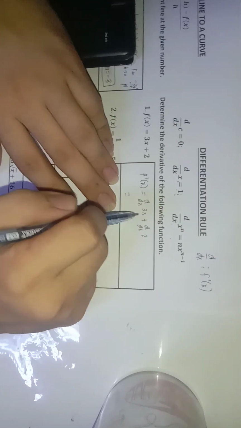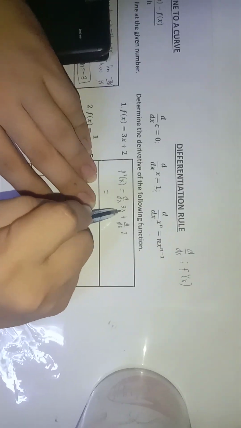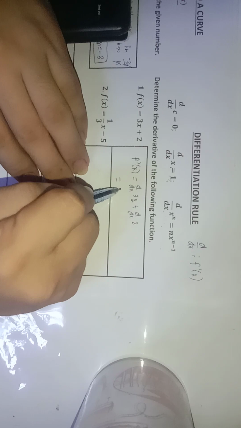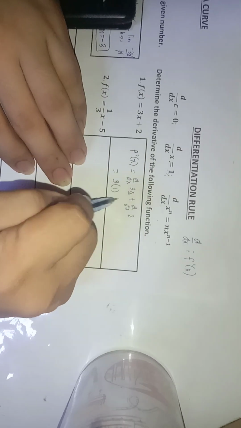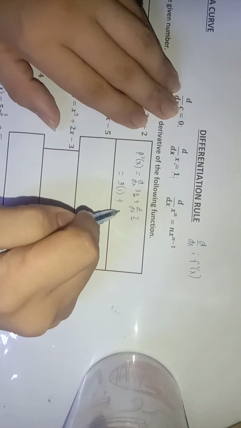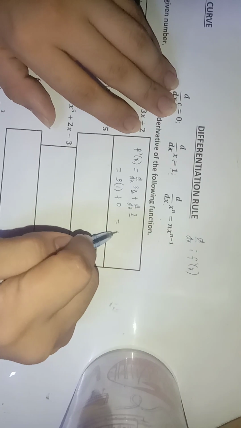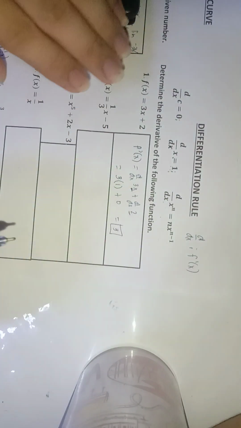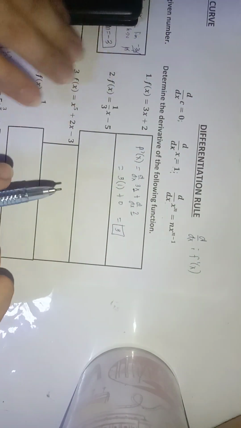Ito, constant multiplicity. Okay, so what is the derivative of x again? 1. So copy yung 3 times 1 plus, this is constant, derivative of constant is 0. Then simplify, the answer is 3. The derivative of this function is equal to 3.